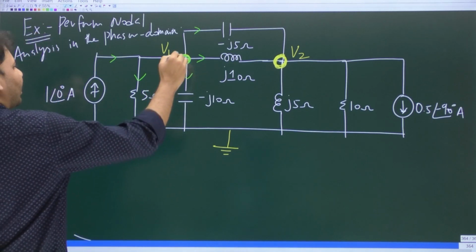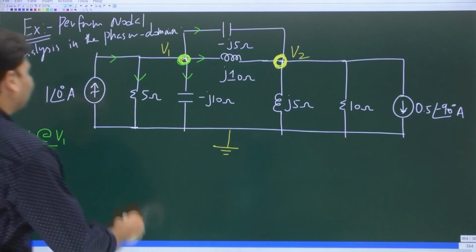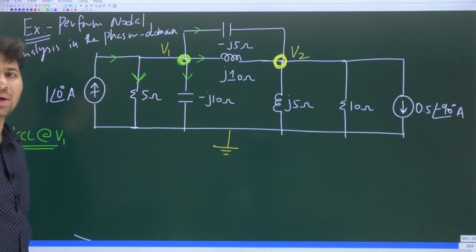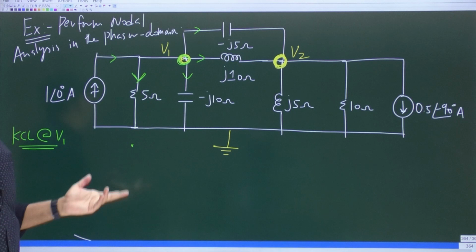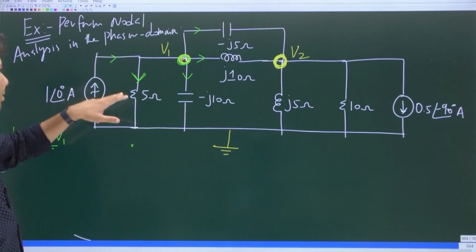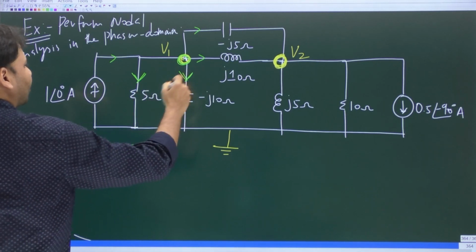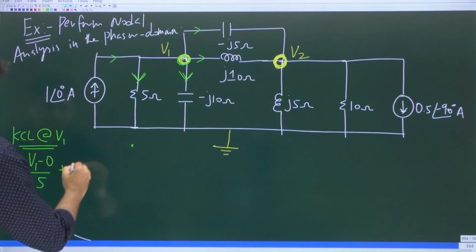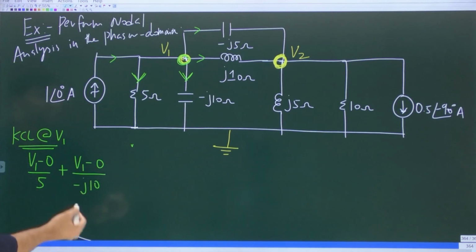So what is KCL at this node? The sum of the 4 currents will be equal to the only incoming current. What is the current through the 5 ohm resistor in the downward direction? Would it not be this voltage minus this voltage divided by impedance, V1 minus 0 divided by 5? Yes. What is this current going to be? V1 minus 0 divided by this impedance, which is minus j10. V1 minus 0 divided by minus j10.